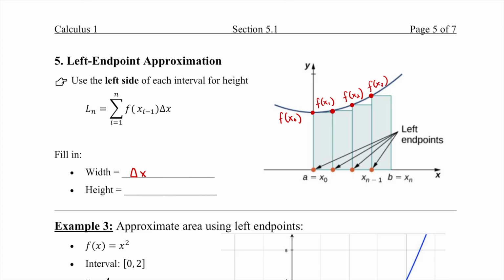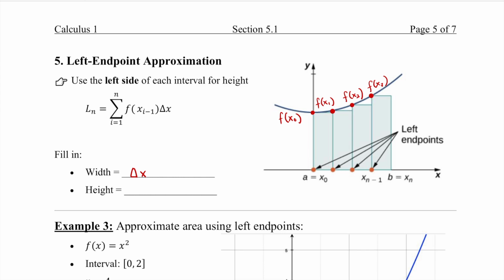So, the area for the first rectangle is delta x times f of x0. The area of the second rectangle is delta x times f of x1. The area of the third rectangle is delta x times f of x2. And the area of the fourth rectangle is delta x times f of x3. And to approximate the area under this curve, we add the areas of these 4 rectangles up.